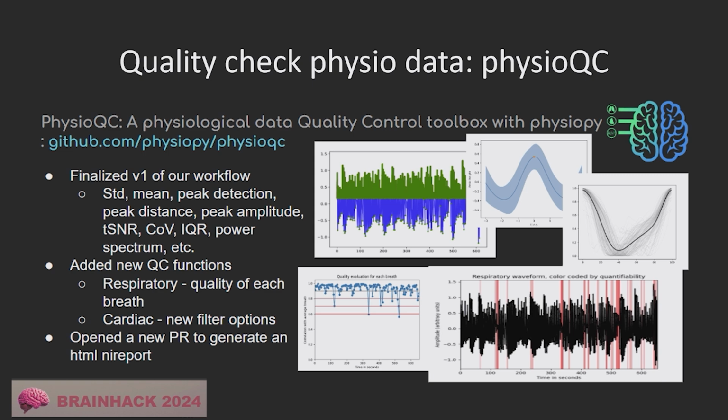The workflow is finalized, at least for right now, so we have a way to output all of these images. We're currently working on a way to get an HTML report out for you, so that it would be nice and pretty and all put into one PDF or HTML.